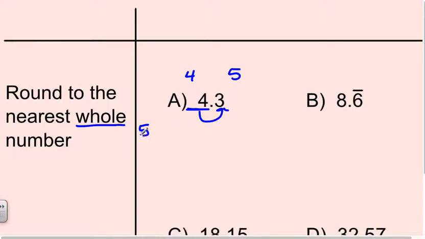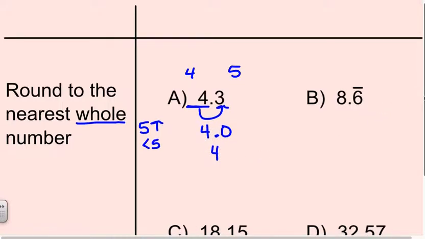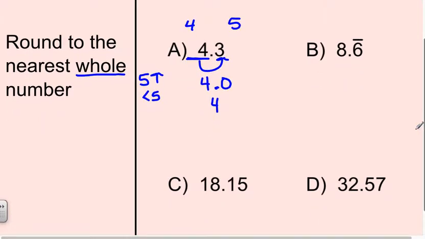Remember, if it is a 5 or higher, I round up. If the number is less than 5, then I stay the same. This number here, since it is a 3, is less than 5, so the 4 stays the same. I can place a 0 in the placeholder of the tenths since I'm not referring to the tenths place anymore, but I don't have to. I could also simply write it as a 4. 4.3 is closer to 4 than 5.